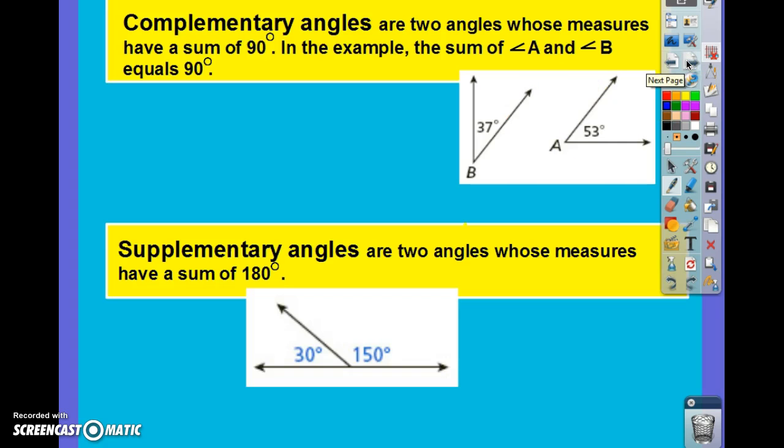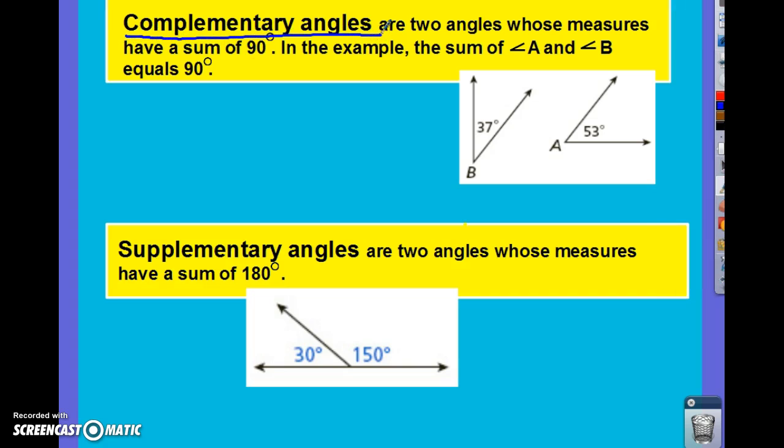Okay, so complementary angles and supplementary angles. You have definitely heard about these before, but they're kind of hard to keep straight. So complementary angles are two angles whose measures have a sum. And remember, sum means you're adding. When you add the two angles together, they add to 90 degrees. I want you to write that really big right next to complementary. And it's telling us that angles A and B are complementary angles.